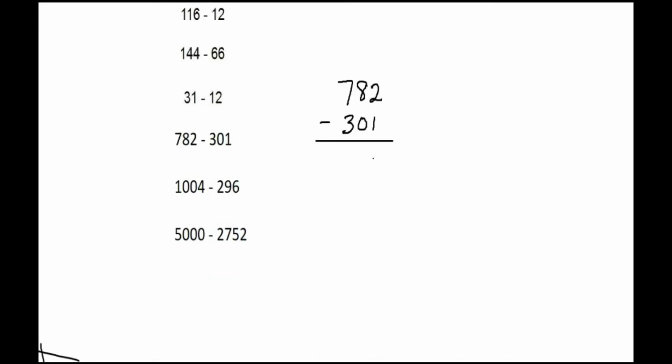Let's begin subtracting in the ones column. 2 minus 1 is 1. 8 minus 0 is 8. And 7 minus 3 is 4. 782 minus 301 equals 481.